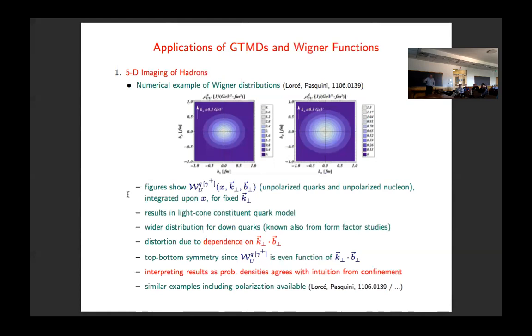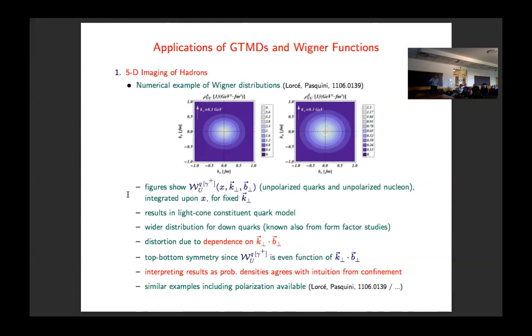And then what is shown here is the situation in the impact parameter plane. So the first thing you notice comparing U and D quarks, the D quark distribution is wider than the U quark. This is nothing new or exciting. We already knew that from form factor studies. So let's now take a closer look at the shape. You see that these distributions are actually not axially symmetric, but they're kind of squeezed or distorted. And this is due to the fact that we have a non-trivial dependence on the scalar product of k perp dot b perp. Now, to be a little more precise, you see that you have a top-bottom symmetry here.